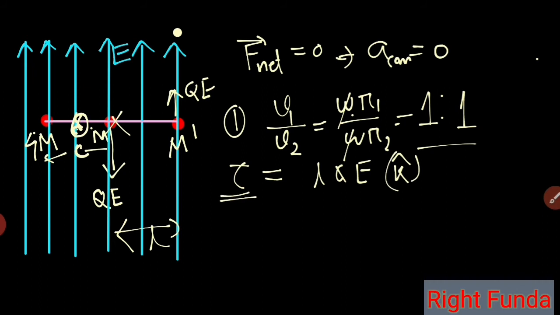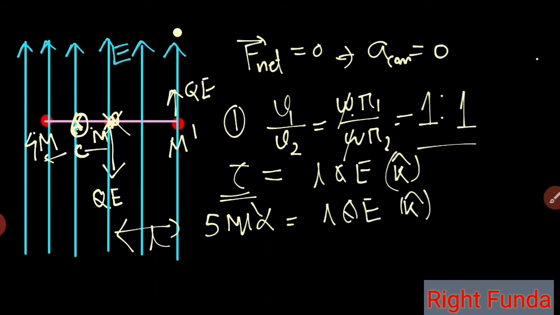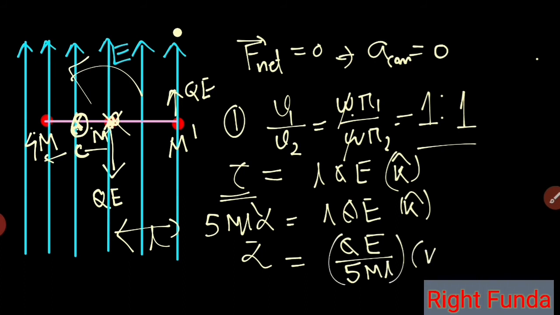So L into QE, R cross F will be in the k cap direction. What is the moment of inertia of the system about this point? This will be 4m into L square plus m into L square. So 5mL square into alpha is equal to L QE in the k cap direction. This rod has a tendency to move in the k cap direction, which means anti-clockwise sense. So alpha we can calculate to be equal to QE by 5mL in the k cap direction. This is the alpha of the system.